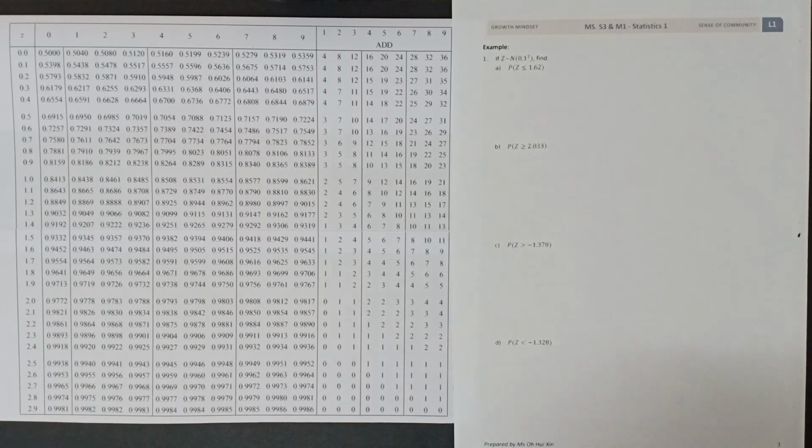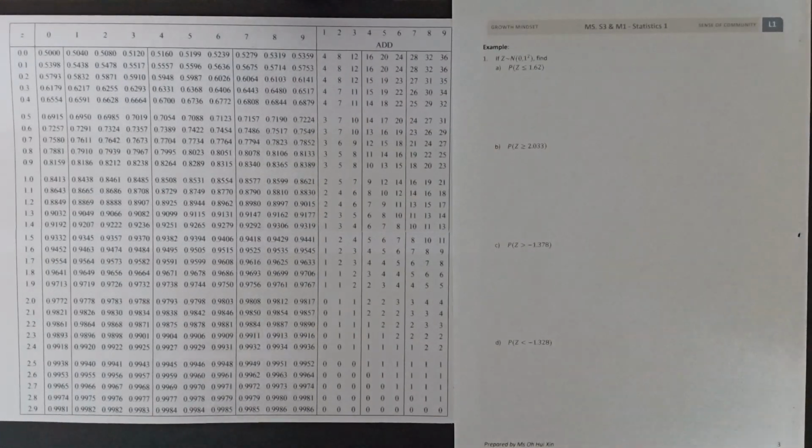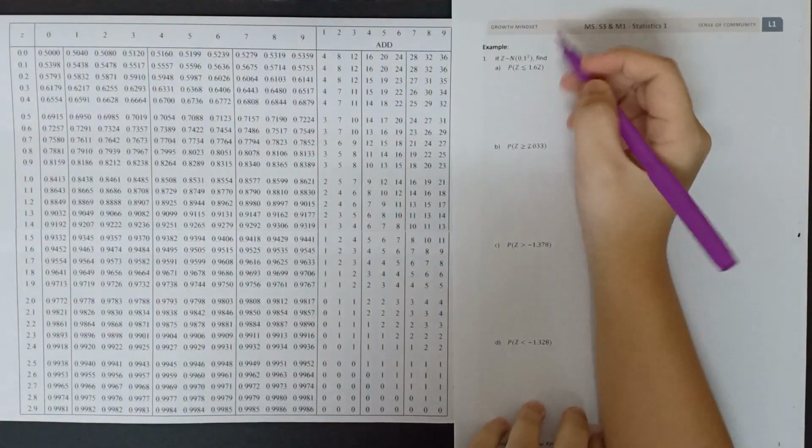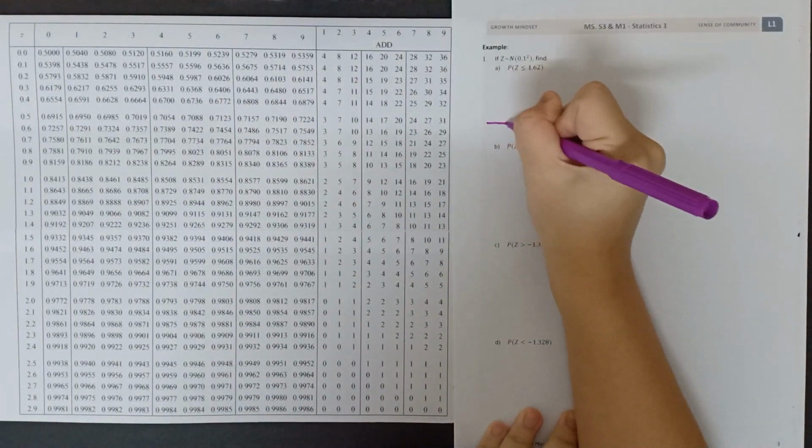Okay, so now we are moving into 1a. Probability for z smaller or equal to 1.62. So how can we find that? The first thing that you might need to know is how to sketch your graph first. Okay, so let's try to sketch it. We start with the number 1, which is very easy. So you need to sketch it with me on your paper so you can understand, at least for the first time.